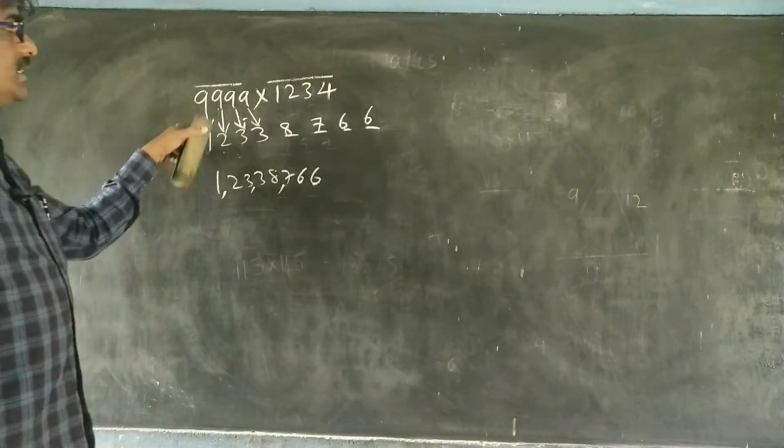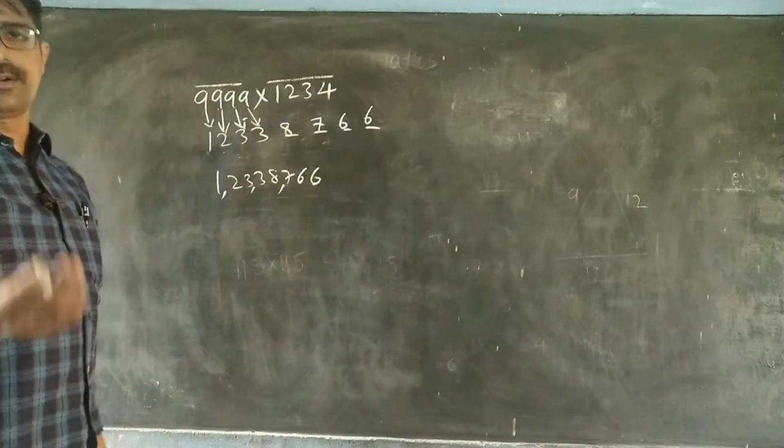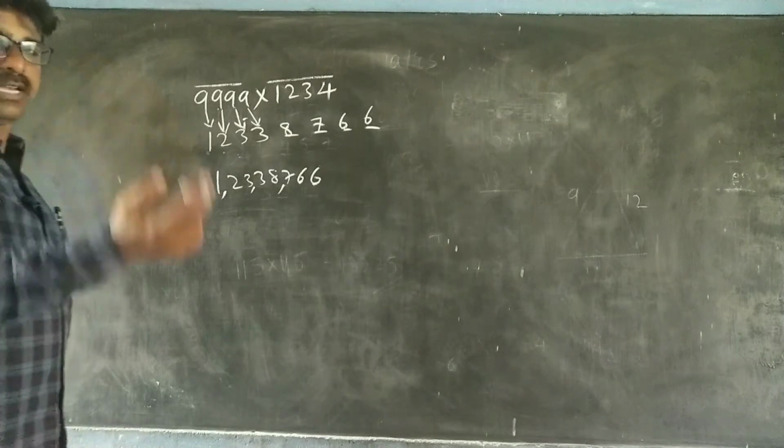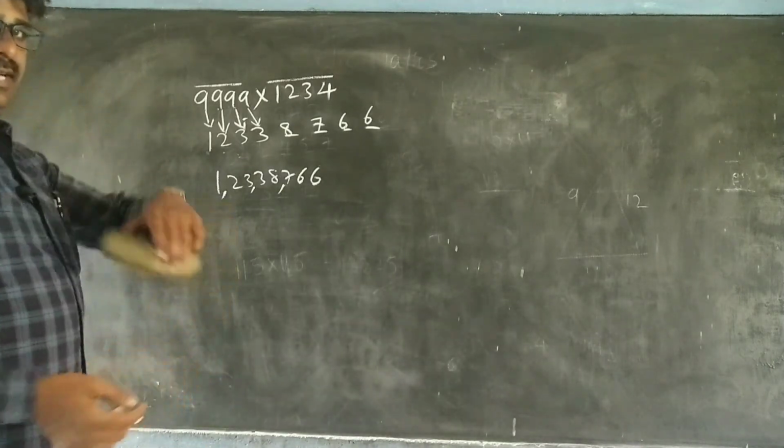If here 4 digits, here 3 digits, how do we have to solve? That I will tell in the next video.